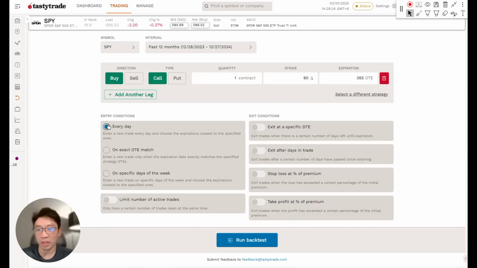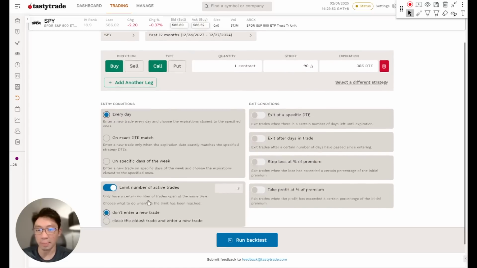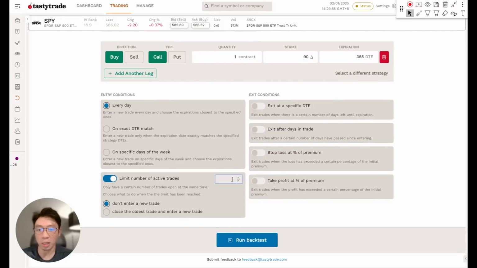Now, what about the entry conditions? As you can see over here, the entry conditions give you a few options. You can enter every day, on exact DTE match, or on specific days of the week. I'm just going to leave it as every day, but I'm going to limit the number of active trades, because if you're going to do one every single day, then you really need a lot of capital. What it does is open one new position every single day if you leave it as this. But if I limit the number of active trades, then it's just going to open as many trades as I've input over here.